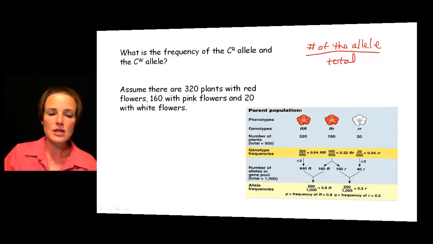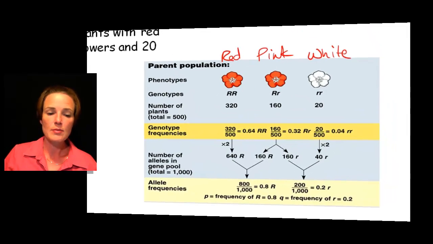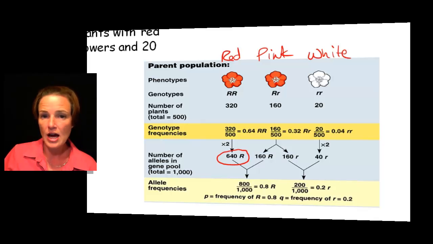So if we're looking at our homozygous red ones, so these are the red ones. I know it's hard to tell in this picture, but this is red, this is pink, and these would be our white ones. As we look at these, keep in mind that the red ones are going to have two copies of the capital R or CR allele, so that gives us the 640 that you see right here. And then the heterozygous ones, or the pink ones, also have one copy each. So if we have 160 of those, we have 160 of that particular allele, and we can add those together.